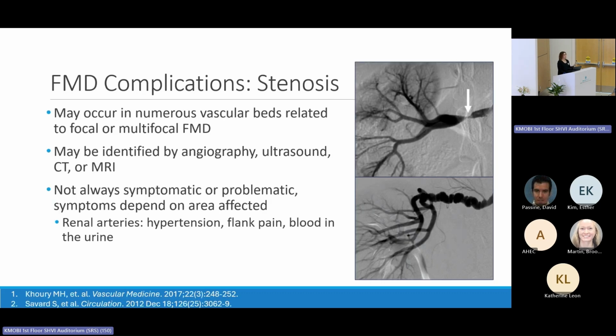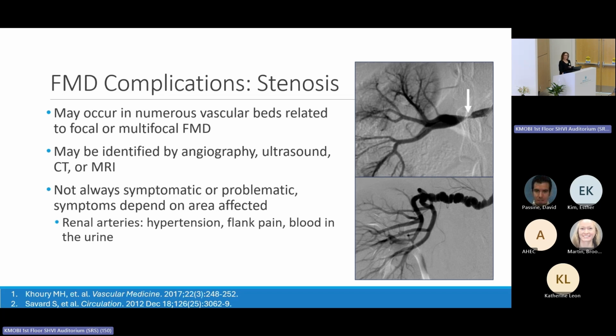And lastly, we'll talk about stenosis. This is one of our less, I would say, emergent complications of FMD, but can still affect us, of course. And again, this can occur in any of the arterial beds that are affected by FMD, and it can either be focal, which is this top picture here, where there's one area of narrowing, or multifocal, where anywhere along this beaded, lumpy, bumpy artery, you may have an area that's a little more narrowed than others, where the whole area may be narrowed. This again can be identified by imaging, so angiography, either CT scan, MRI, or invasive, and then ultrasound.